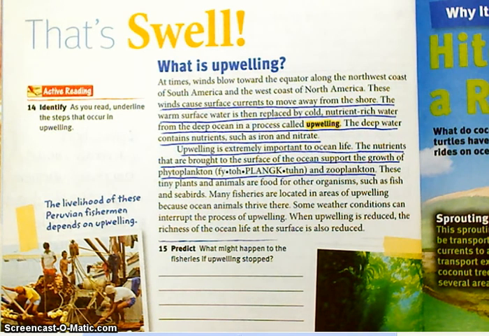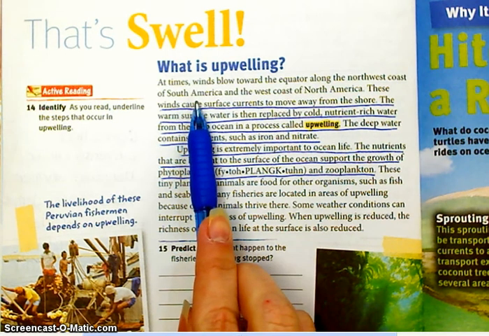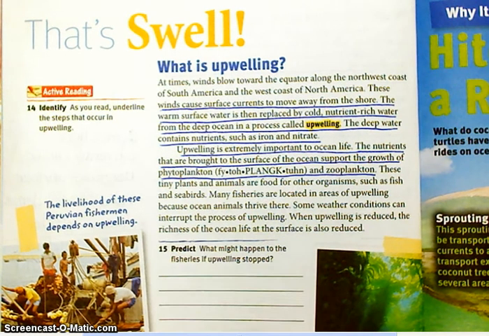In some cases, for instance, on the northwest coast of South America, the west coast of North America, winds cause warm surface currents to move away from the shore. And as that warm water moves away from the shore, it is replaced by cold water that's nutrient rich because it's coming up from the bottom of the ocean. And that is what upwelling is. Okay? That deep water contains nutrients, iron, nitrates, things like that.